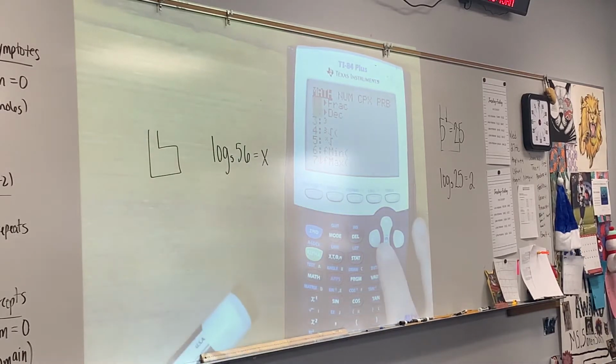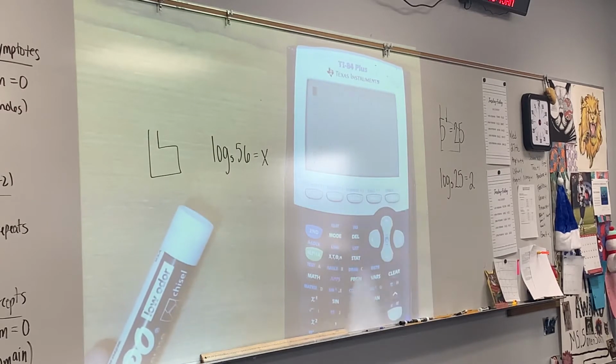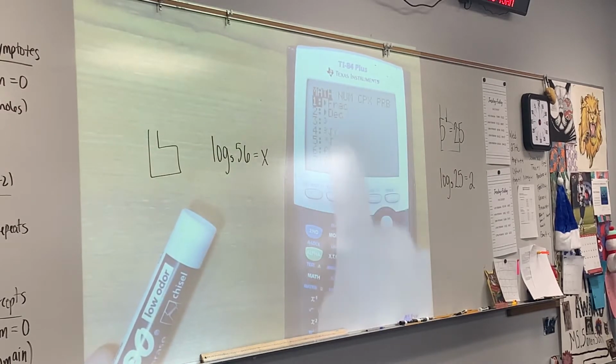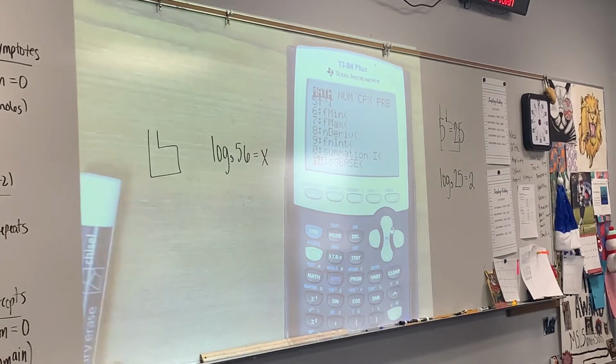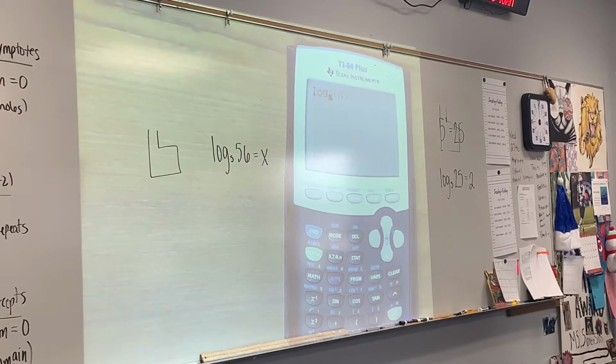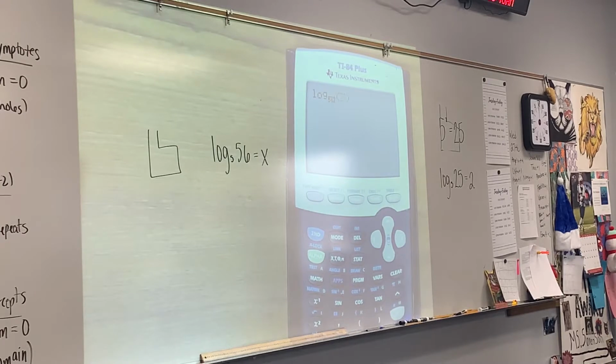Alright, so scroll all the way down, so I'm gonna show you again. You click on math, and then scroll all the way down until you can find something that says log base. Mine doesn't have it. Okay, press that. And then you have a 5, and then you change that to 56. And it gives you your answer, 2.5 roughly.